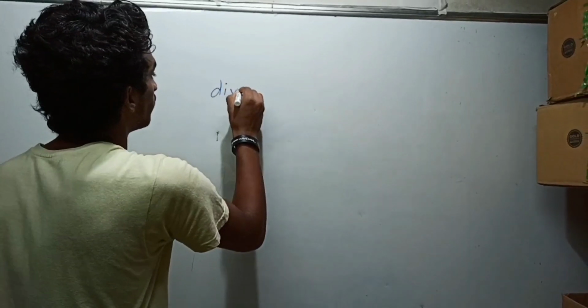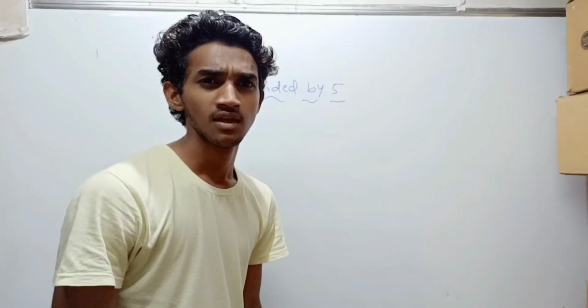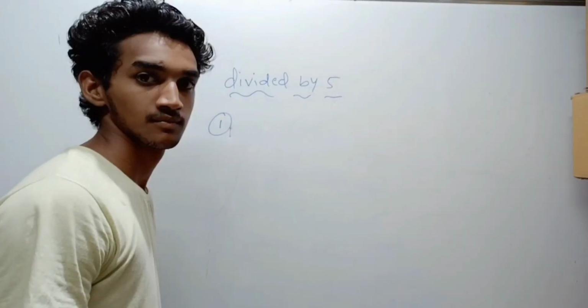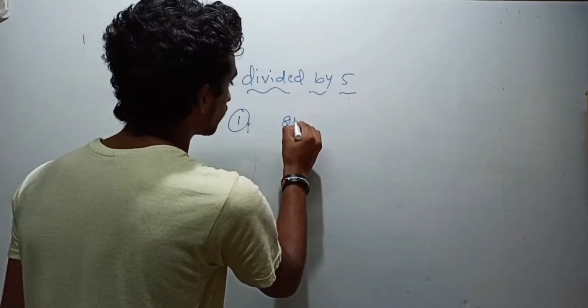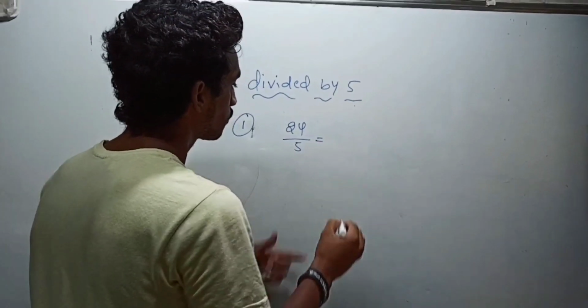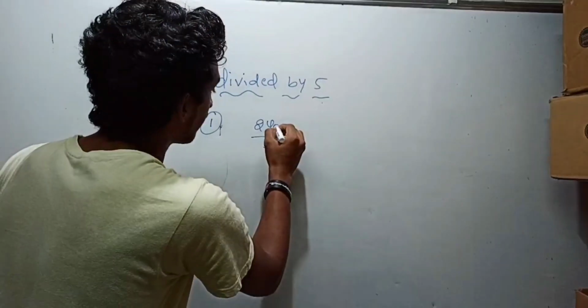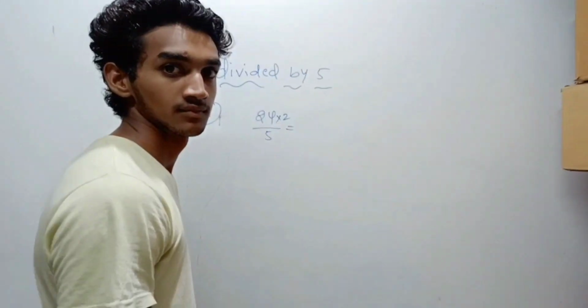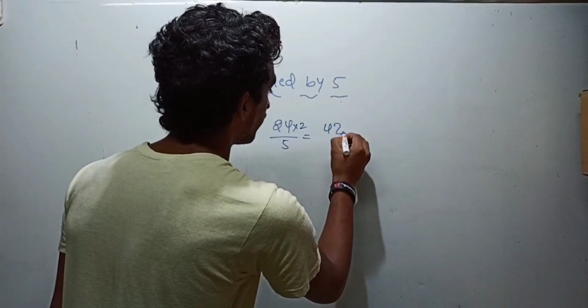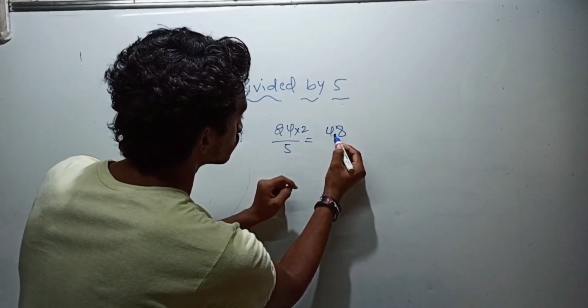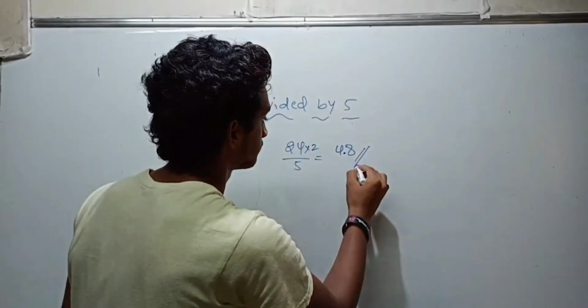And the second trick is, without dividing, how we do division, which is divided by 5. In this trick, without dividing, we can get the solution. The first question is 24 divided by 5 equals, remember one thing, any number which is in the numerator should be multiplied by 2. So 24 into 2 equals 48, and then we take from the right, one digit, and put the point here. The answer is 4.8.